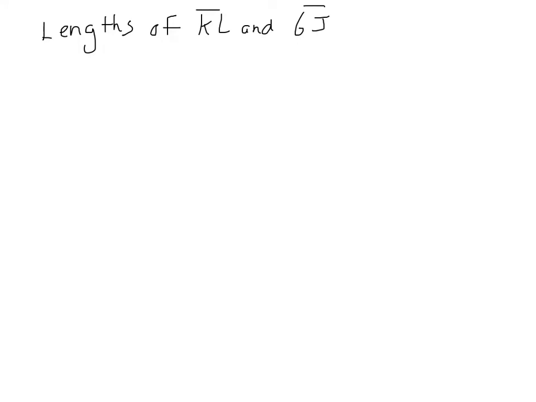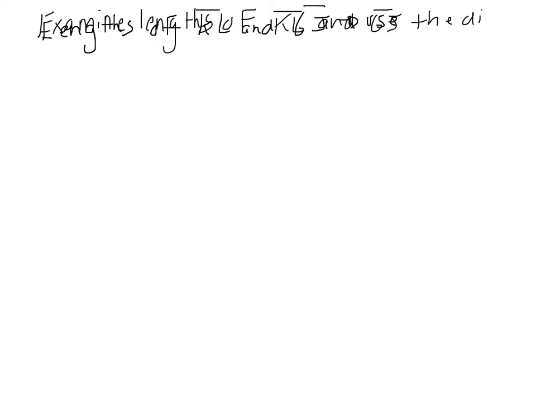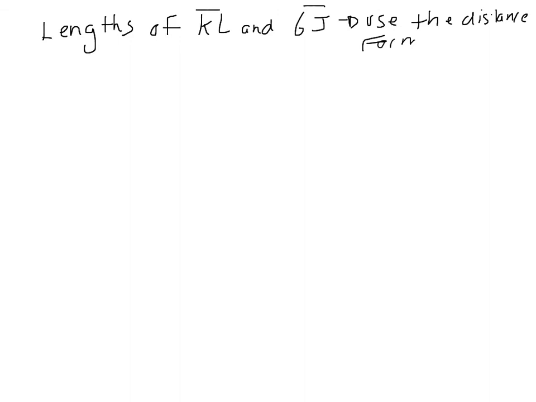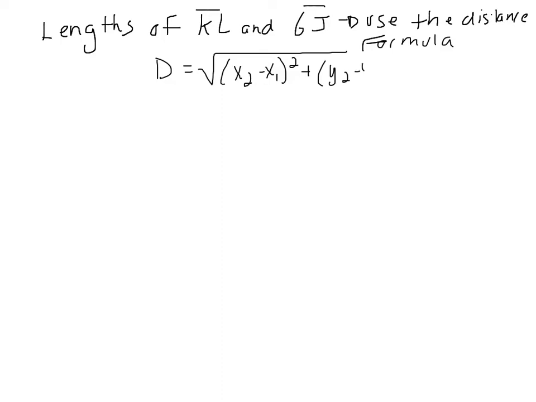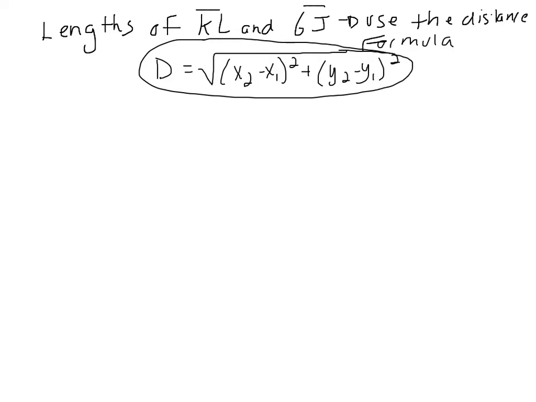So examining the lengths of KL and GJ means we have to use the distance formula to find the lengths. Now remember, the distance formula equals the square root of the difference between the x value squared and the difference between the y value squared. So we're going to use this formula to help us find the lengths of these two segments.